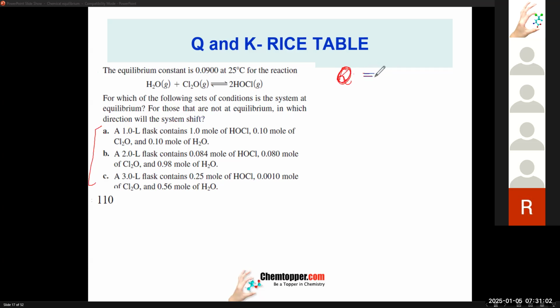Remember that I told you Q has the same expression as K. Yes, Sanjeev, what is the Q expression here? Concentration of HOCl raised to power 2 over... yes, products over reactants, very good. But let's write it down properly. Write down properly in your notebook. Write the reaction and write down the Q expression.